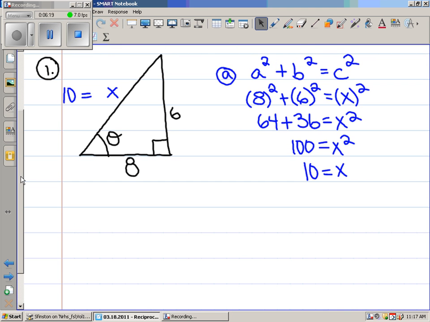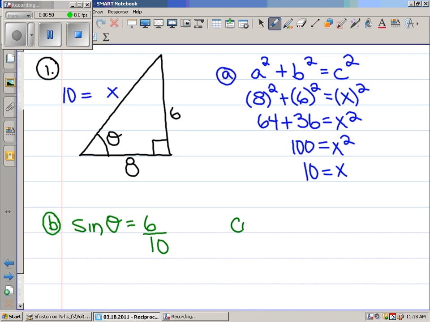So now let's do B. Let's find the value of all the trig functions. Let's start with sine. I'm a neat freak. Let's do B. So what's the sine of angle theta? 6 over 10, because it's the opposite side over the hypotenuse.